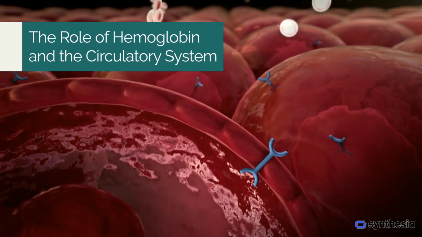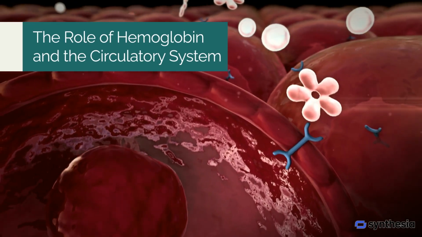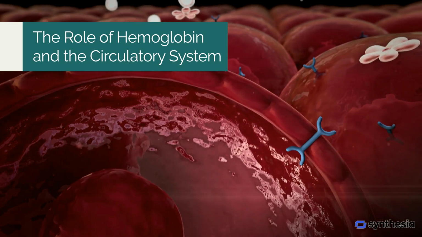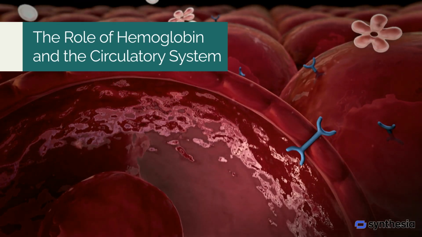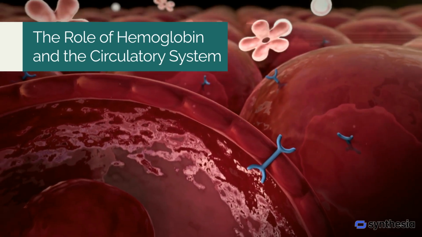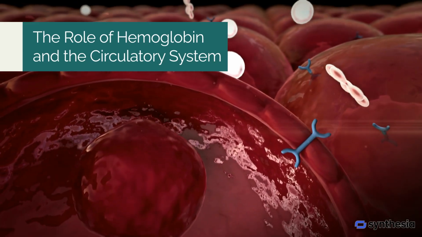Once oxygen enters the blood, it's picked up by hemoglobin, a protein found in red blood cells. Hemoglobin carries the oxygen throughout the body. When the blood reaches the tissues, oxygen is released from hemoglobin, and carbon dioxide, a waste product of metabolism, is picked up. The blood then returns to the lungs, where carbon dioxide is released from the blood and exhaled.